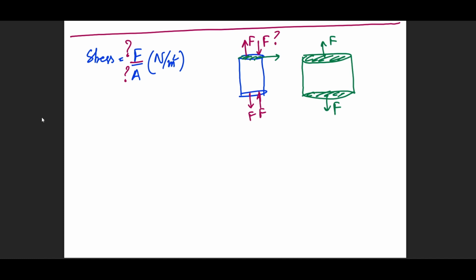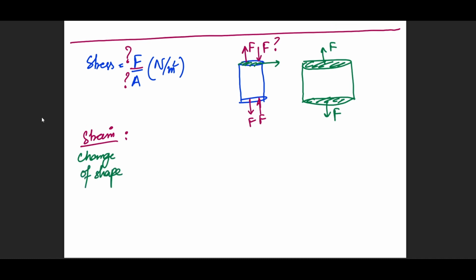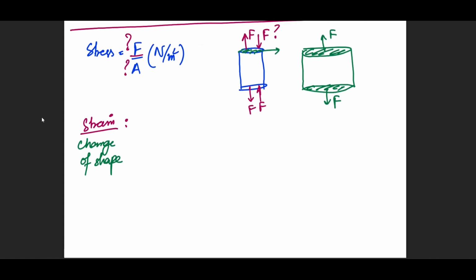Similarly, then we move on to strain. What is strain telling you? Strain is basically a ratio of the change of shape. It only tries to tell you how much shape has changed or how much length has increased compared to the original length.